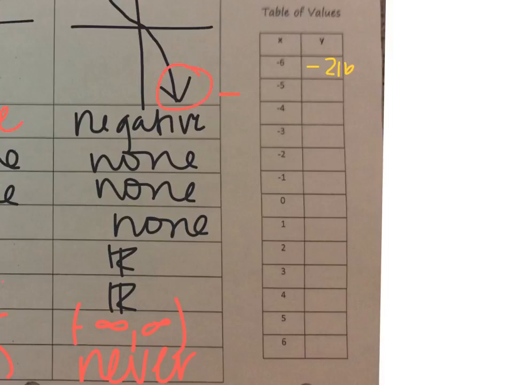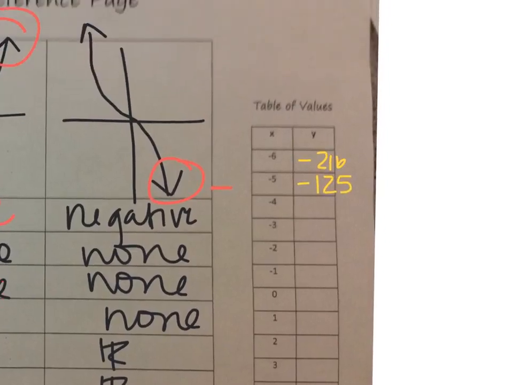What about -5 to the third power? What's -5 cubed? Negative 125. So all I'm doing here is I'm taking my function, y equals x cubed, and instead of x, I'm plugging in each of my numbers. All these numbers. Is that 216? Yes, that is negative 216. Okay, so what's going to happen if I plug in -4? What's -4 times -4 times -4? Negative 64. -4 times -4 times -4 is -64.